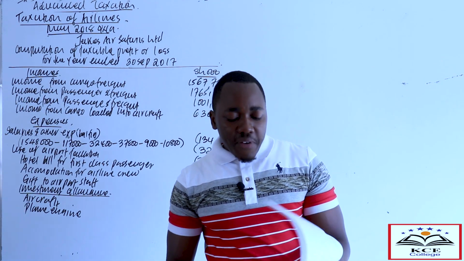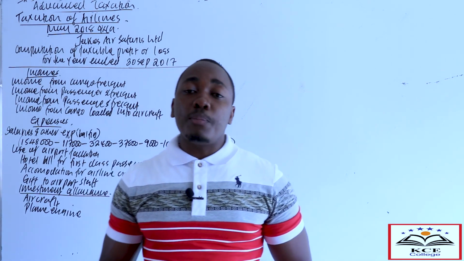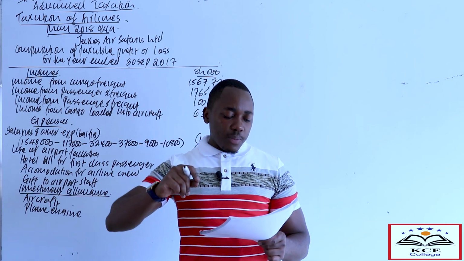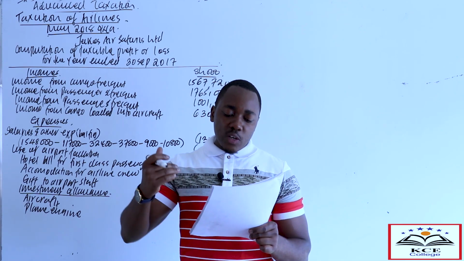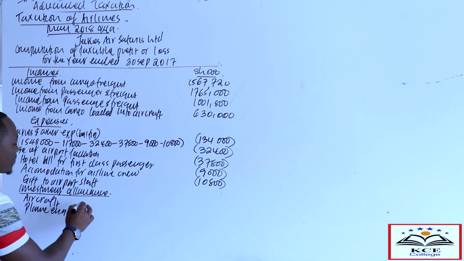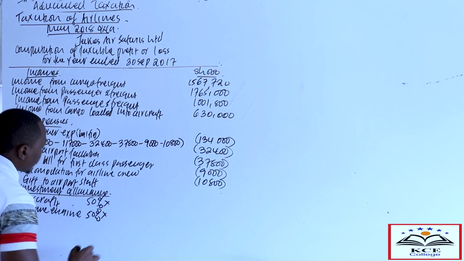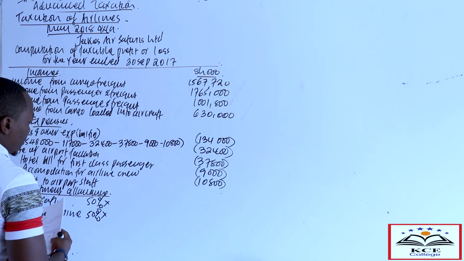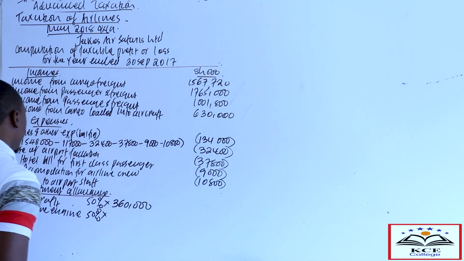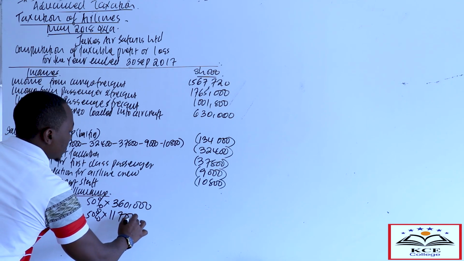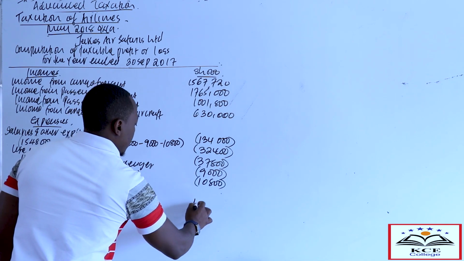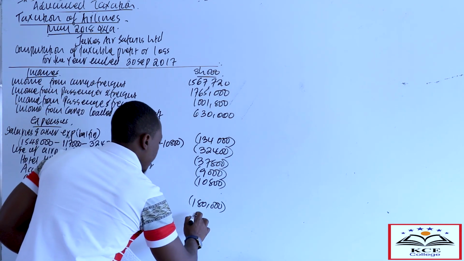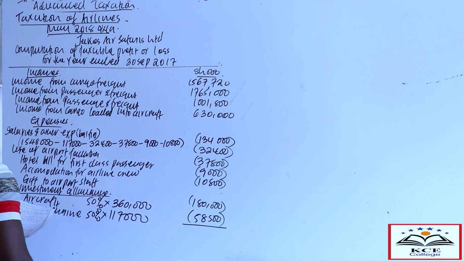Can you go back to the first page of your question paper, part B on machinery. On machinery, the third bullet, we have ships or aircraft. For the ship or the aircraft, it's 50% for the first year of use, and then 25% residual value on other years. The original cost for the aircraft, you are told in the last note, before accumulated depreciation was an amount of 360. And then the plane engine cost 117,000. So you take 50%: this one would be an amount of 180, and this one would be an amount of 58,500.